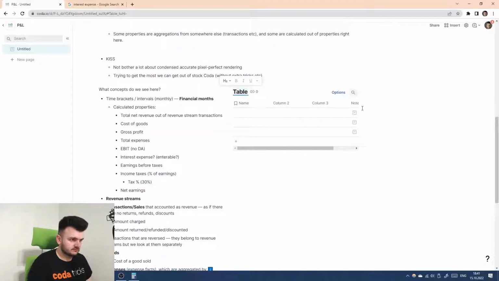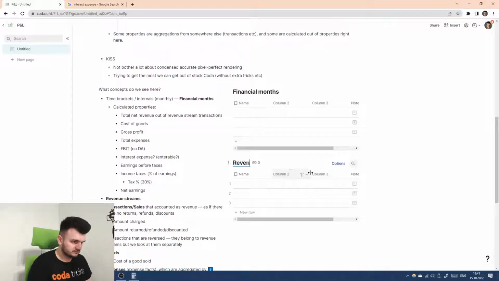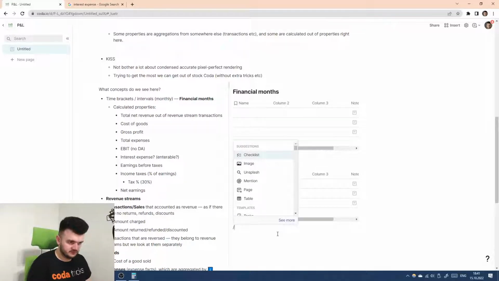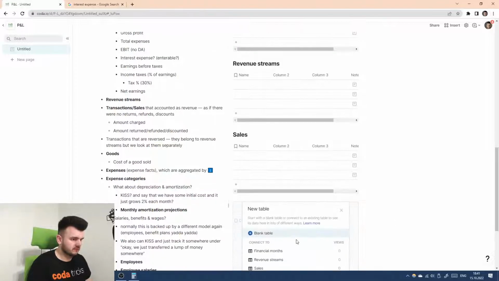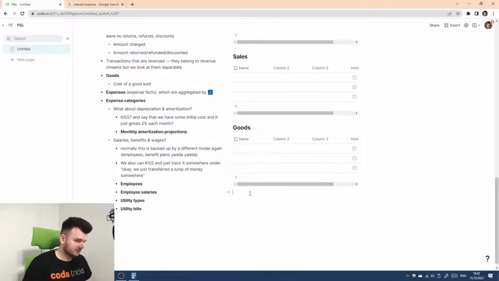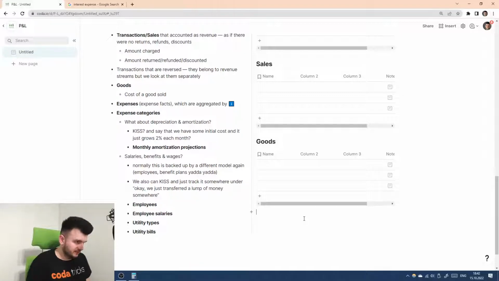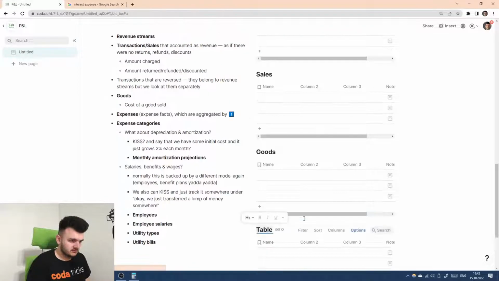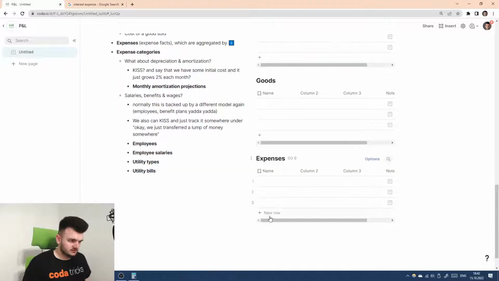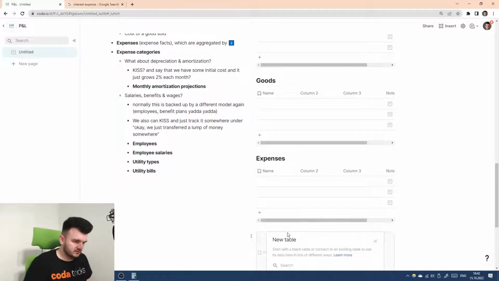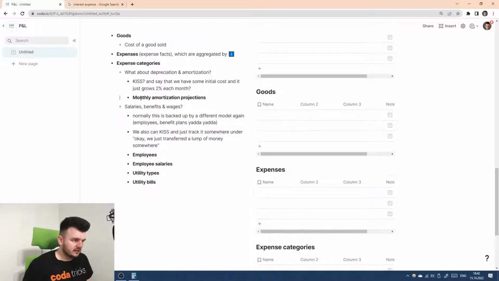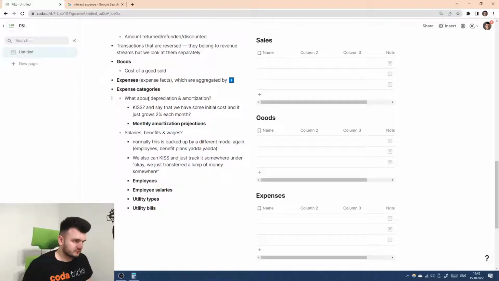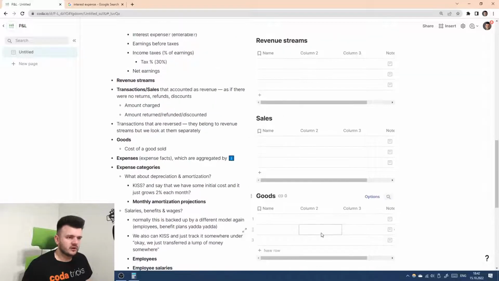So we have financial months. We have revenue streams. We have a table of sales. We have a table of goods. We have a table of expenses. We have a table of expense categories. So far, let's keep it that way, and we will complicate this if needed.